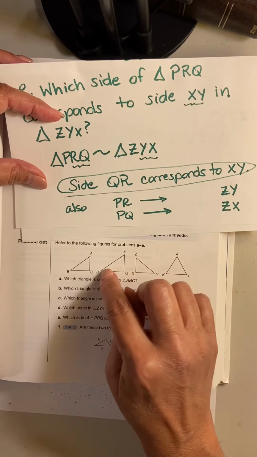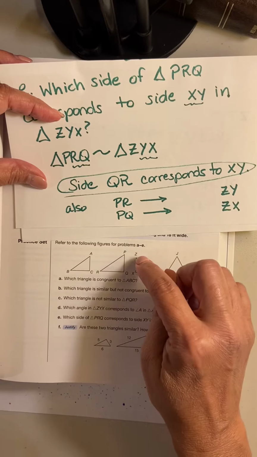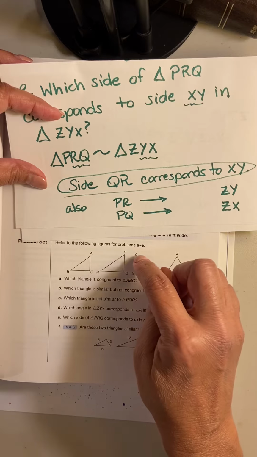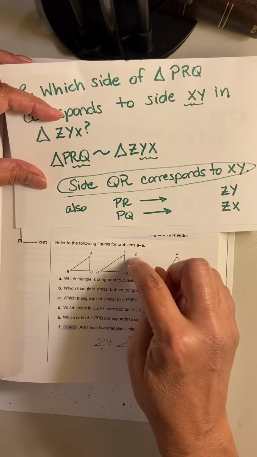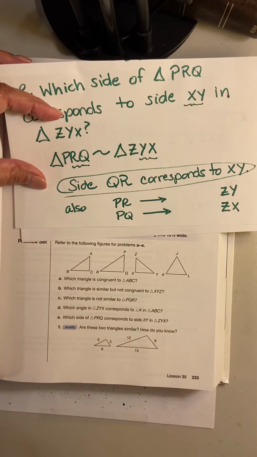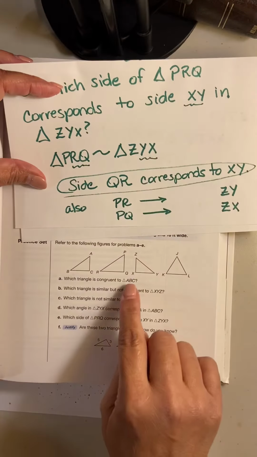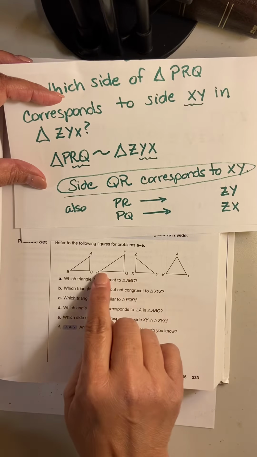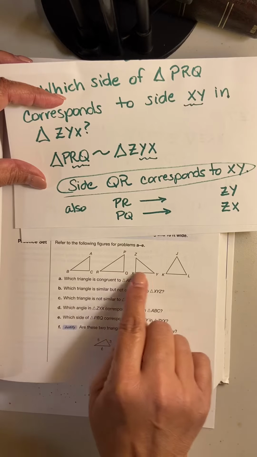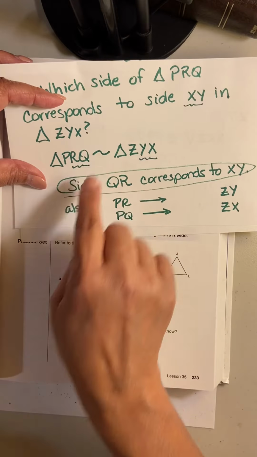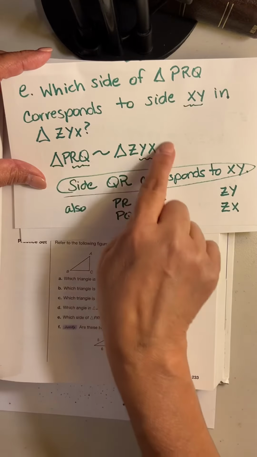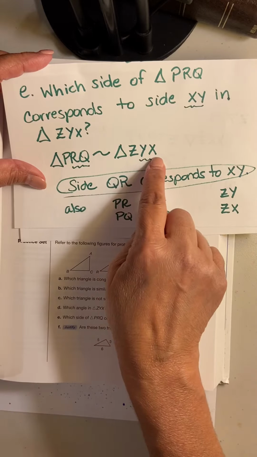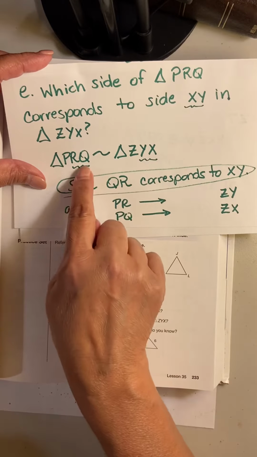Notice PR, that's my hypotenuse, and it goes with my hypotenuse ZY. And it looks like PQ corresponds with ZX. And so here it's asking specifically XY. Who corresponds with XY? But QR, right? These two are corresponding sides, and it shows it even in my similarity statement. Notice I have RQ goes with YX. I could say XY goes with QR.